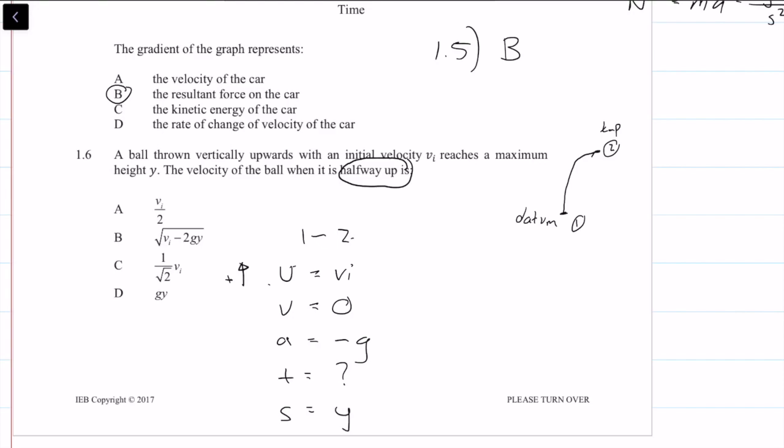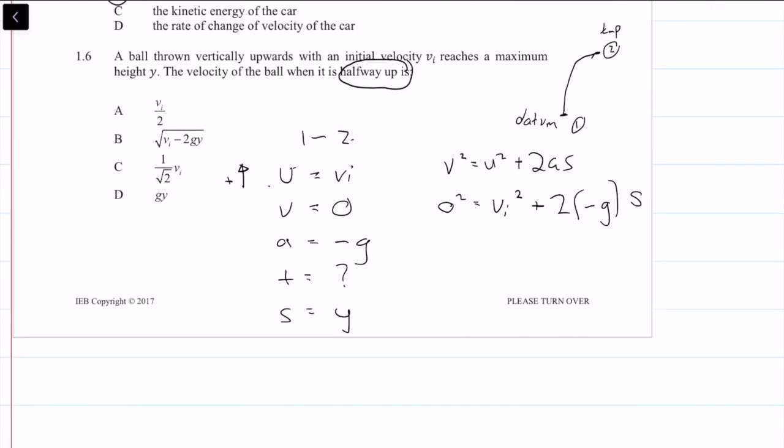Then I'm going to use the equation v squared equals u squared plus 2as. So v squared, 0 squared, is equal to vi squared plus 2 times minus g times s. Now I'm going to solve for s. If we take that across, everything becomes vi squared over 2g is equal to s. So I now know what the total distance is in terms of vi and g.